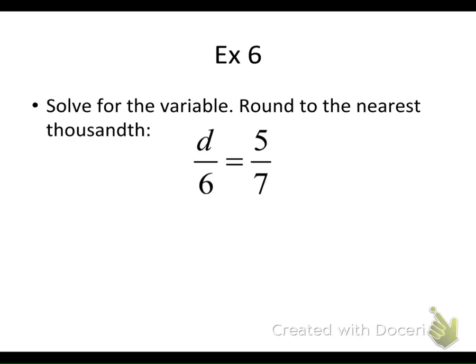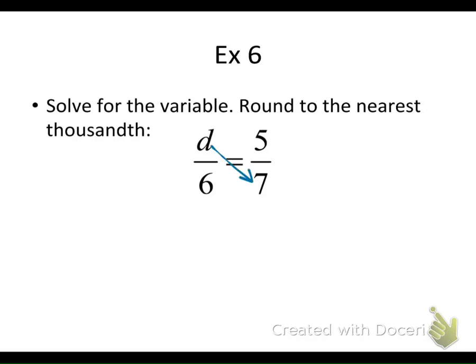So we're going to solve for the variable and round to the nearest thousandth. Basically meaning when you go and solve this, you're not going to end up with a whole number. You're going to end up with a decimal. How many places past the decimal to the right is the thousandths spot? 3. Good. Okay, here we go. First thing we're going to do, cross multiply.